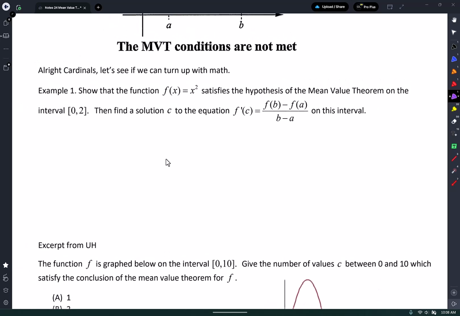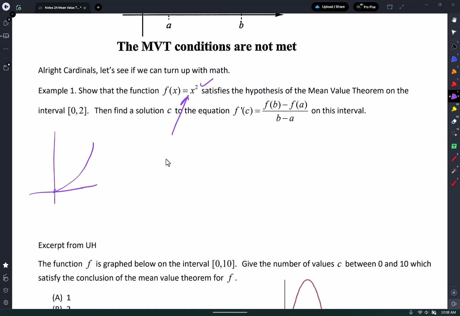It says, show that the function f of x equals x squared satisfies the hypothesis of the mean value theorem on the interval 0 to 2. It does, because this is continuous and differentiable. So here's how it looks, 0 to 2. I don't have any sharp corners or cusps. Do you guys see that? So it does satisfy your continuous and differentiable. And then find a solution on this interval.